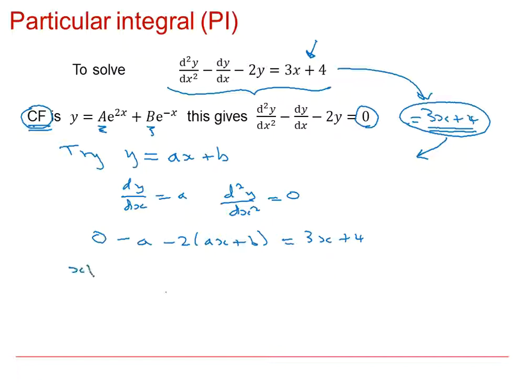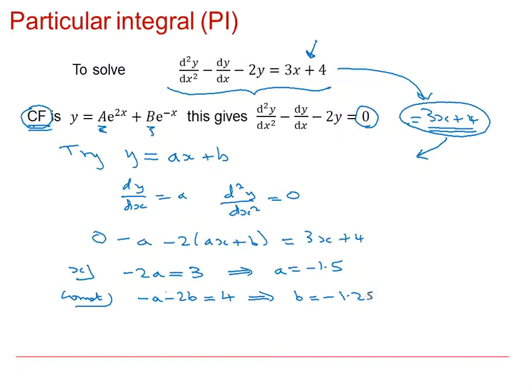If we now pick out the coefficients of x, on the left hand side we've got minus 2a as the coefficient of x, and on the right hand side the coefficient is 3, so they must be the same as each other. So our constant a is minus 1.5. If we now look at the constant terms on the left and the right, on the left we have minus a minus 2b, and on the right the constant term is 4, and these must equate to each other as well. And using a, we can find that b is minus 1.25.